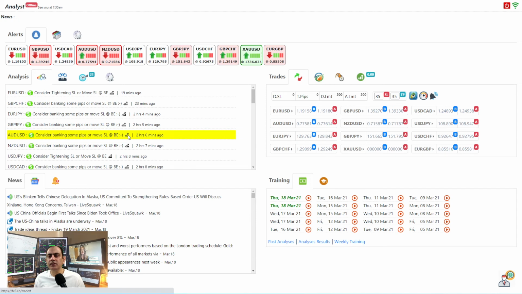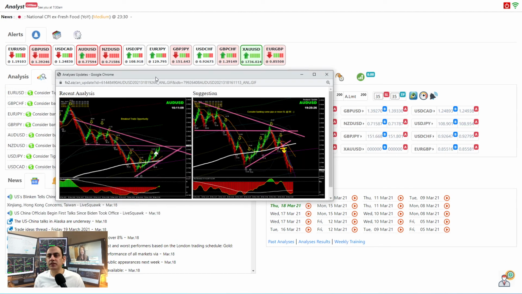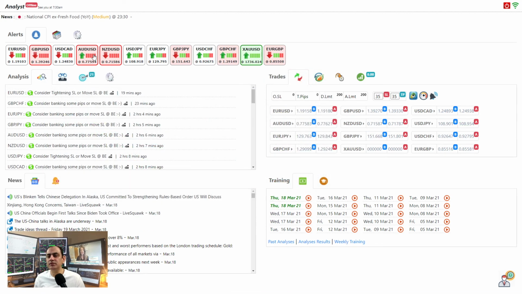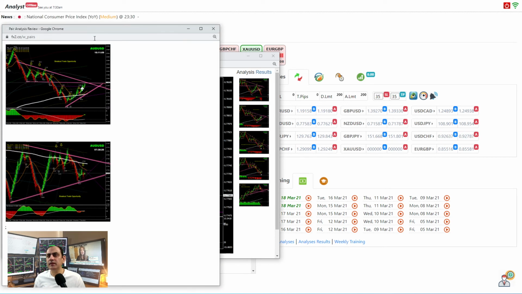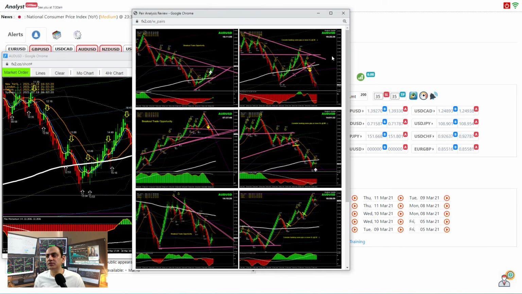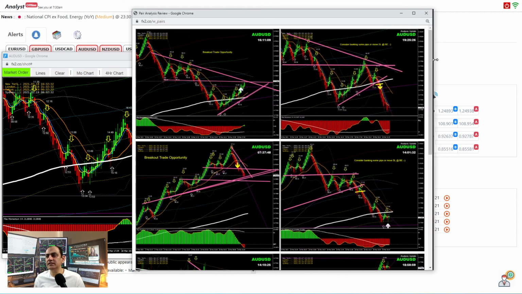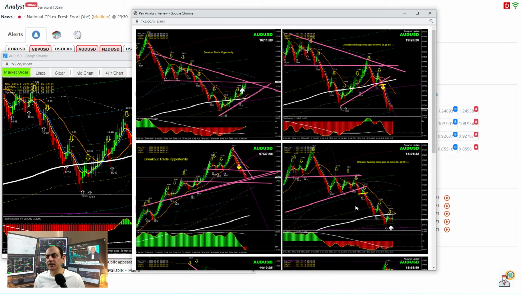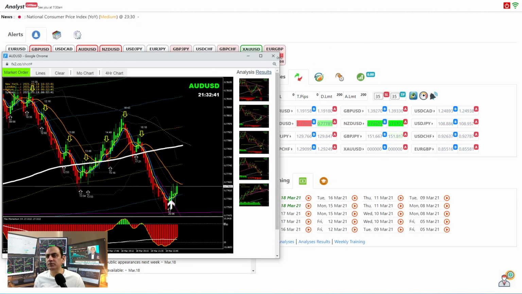We had the Aussie dollar, we had beautiful trades. Let me open the Aussie dollar just to give you a quick look. I'm not going to go into details, but I'm just going to show you here. You can see this is the morning analysis, 7:30, and breakout and pullback, and in the New York session another breakout short trade. Beautiful short trade.